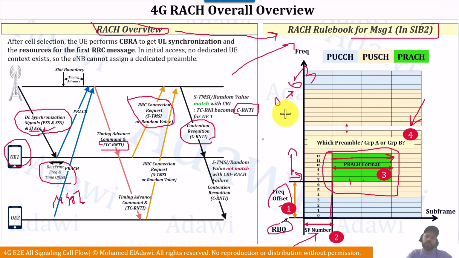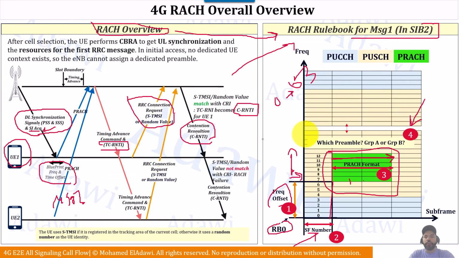Usually the users select them randomly, but still within the contention-based access, which is used in the initial access. There is something called group A and group B. So the user also needs to know whether it is going to select randomly from group A or group B. This is also controlled within the parameters. I will explain all this in detail, and why we need this information about group A and group B, and what the use case is for the gNB.